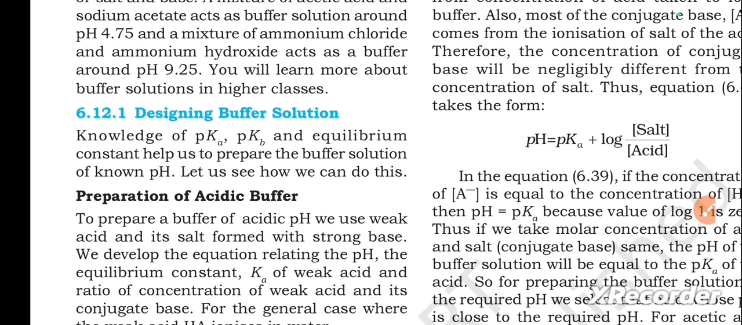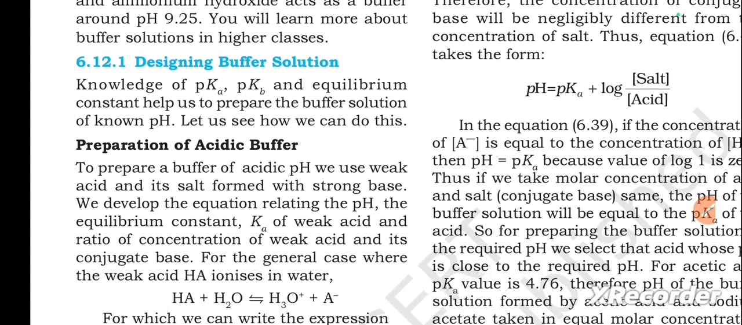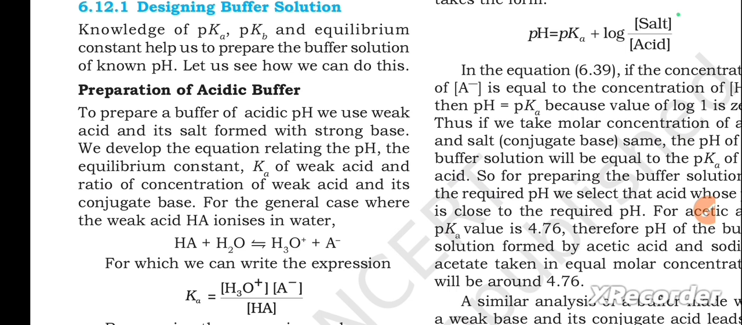Next is 6.12.1 Designing buffer solutions. Knowledge of pKa, pKb and equilibrium constant helps us to prepare the buffer solution of known pH. Let us see how we can do this. Preparation of acetic buffer. To prepare a buffer of acidic pH, we use a weak acid and its salt formed with a strong base. We develop the equation relating the pH, the equilibrium constant Ka of the weak acid and the ratio of concentration of weak acid and its conjugate base.